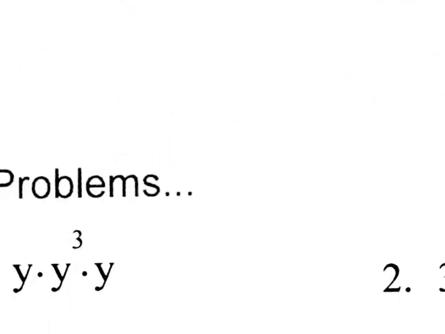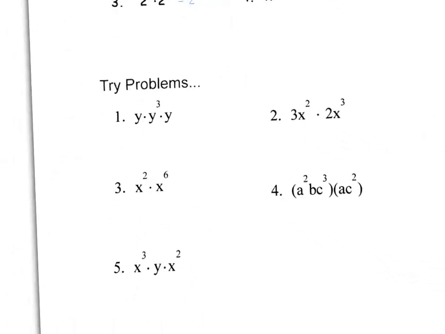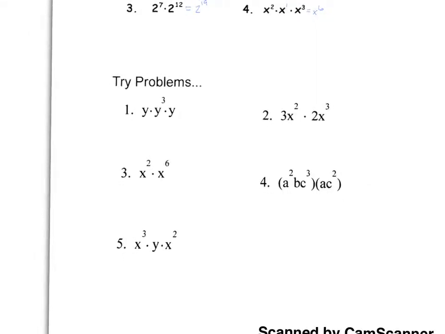Okay. Now, I'm going to have you go ahead and try 1, 3, and 5 on your own. I'm going to pause the video so you can do your work. Okay, so you should have gotten for number 1, y to the 5th, and then number 3, x to the 8th, and then 5 is a little tricky, but we do go in alphabetical order, so work with your x's first. So I have x to the 5th, and then since everything's being multiplied, the y just gets tacked on. There's nothing to combine it with.